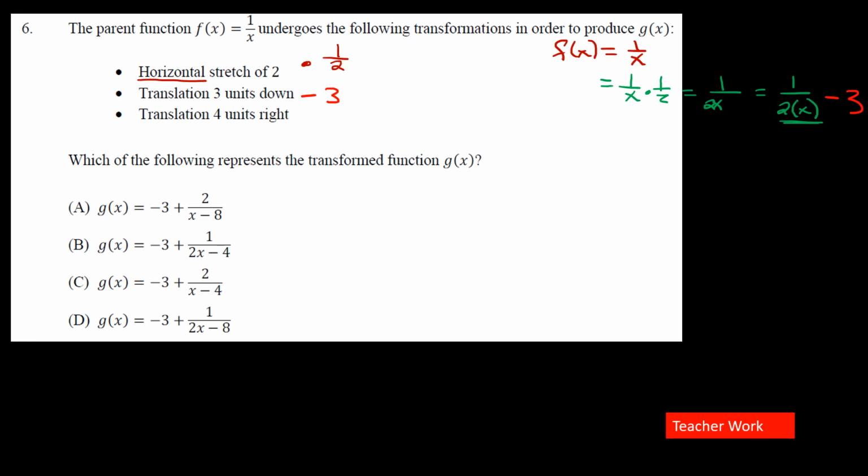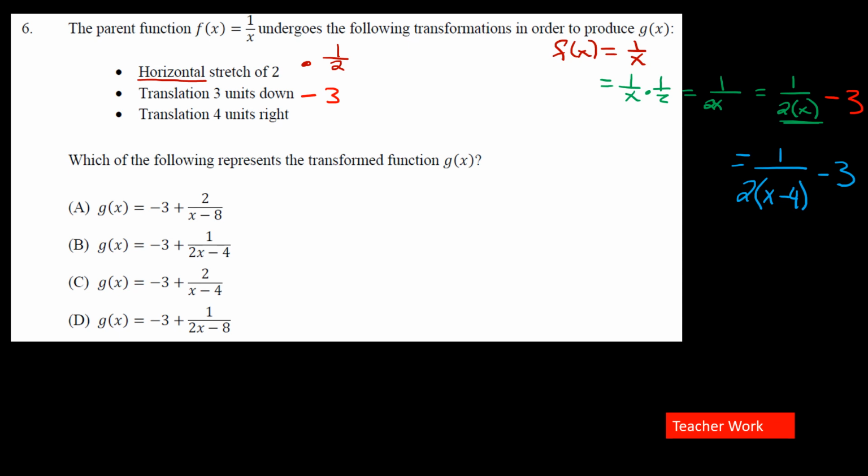Okay. And then the last part here says the translation of 4 units to the right. So if I'm going 4 units to the right, we do know that with this x, we'd actually have an x minus 4. So this would equal 1 over 2 times x minus 4 minus 3. And this would be our transformation.